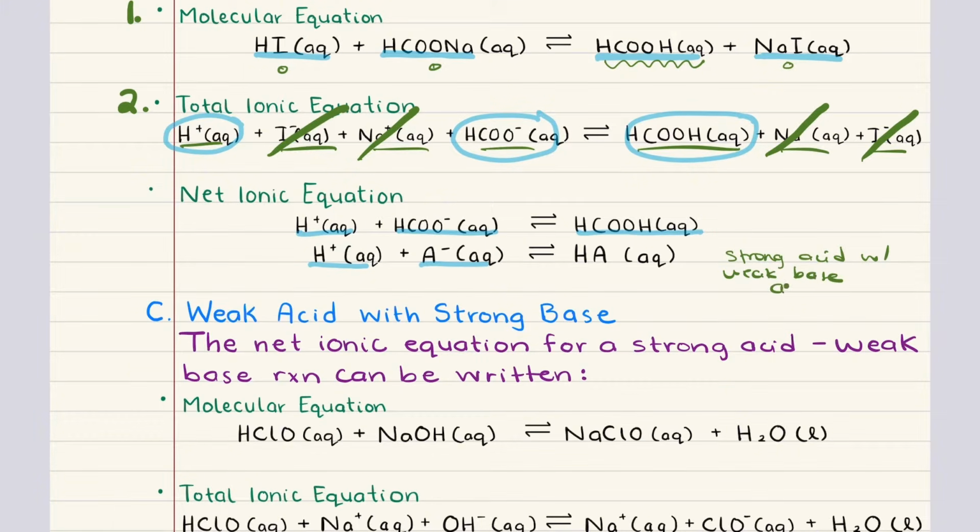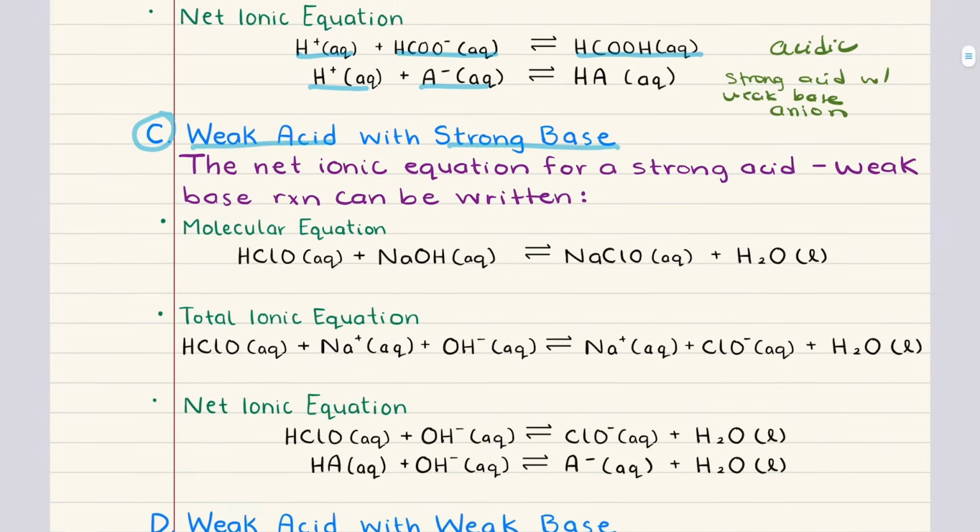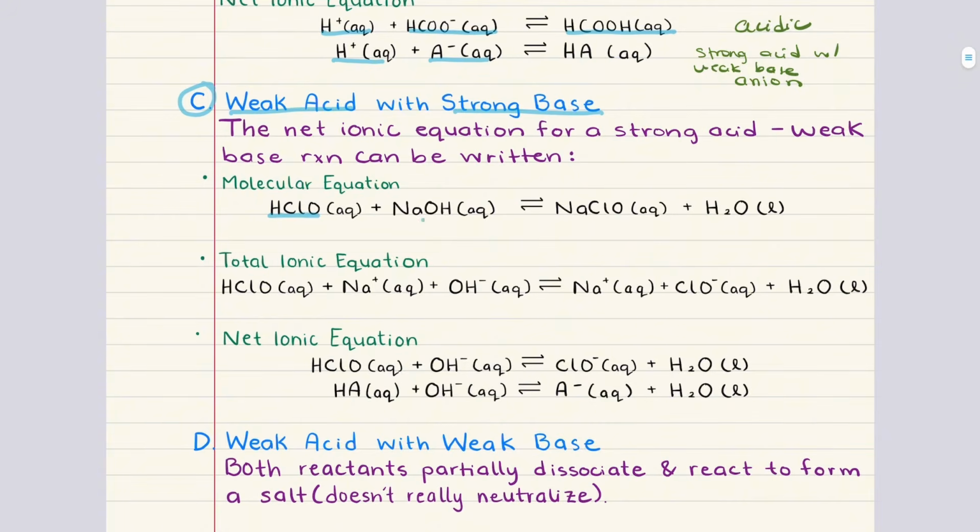A strong acid converts a weak base, whether neutral or anionic, into its conjugate acid, and so the mixture is going to lean acidic. Our third case is a weak acid with a strong base. So here we'll take a look at hypochlorous acid with sodium hydroxide as our reference reaction. In the molecular equation, hypochlorous acid reacts with sodium hydroxide to form sodium hypochlorite and water.